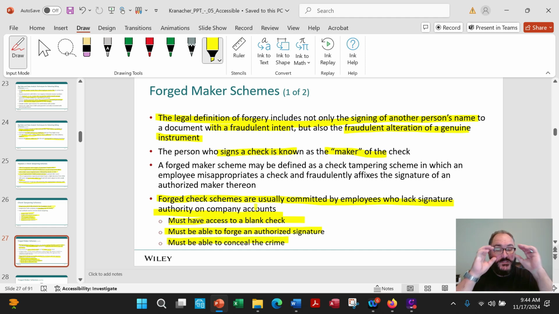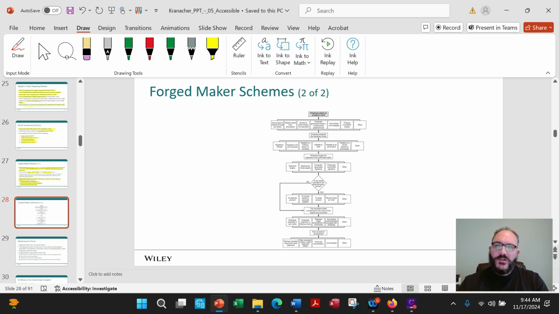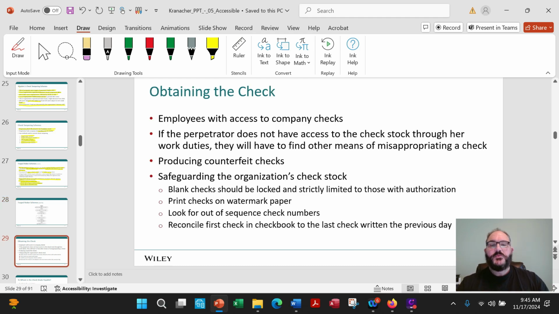And again, this could happen, and the likelihood of getting caught in the short term is not all that good. Again, I was blowing these up to take a look at them with you, but there's no way you can memorize all this. It's kind of like a flow chart, right? So the first thing you have to do here, like they mentioned, is obtain the check. You could produce counterfeit checks. That's been done before.